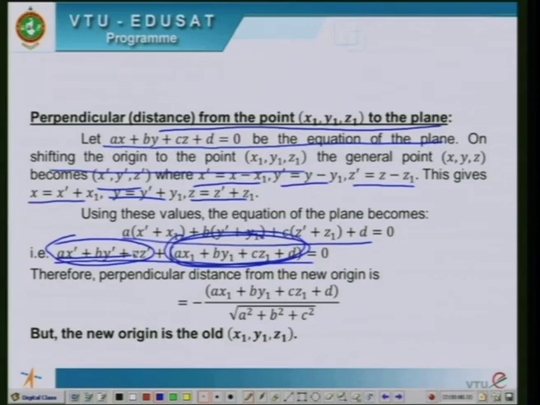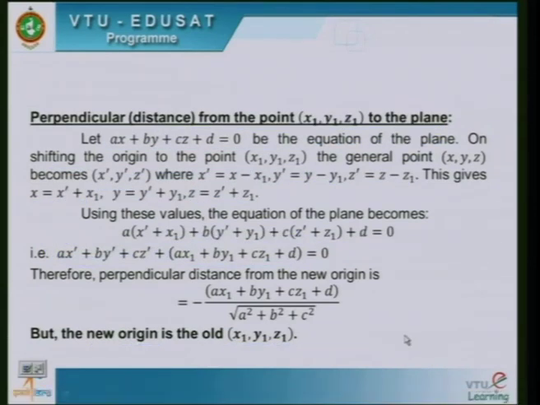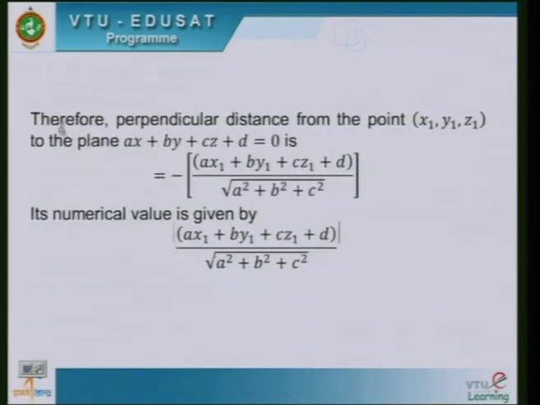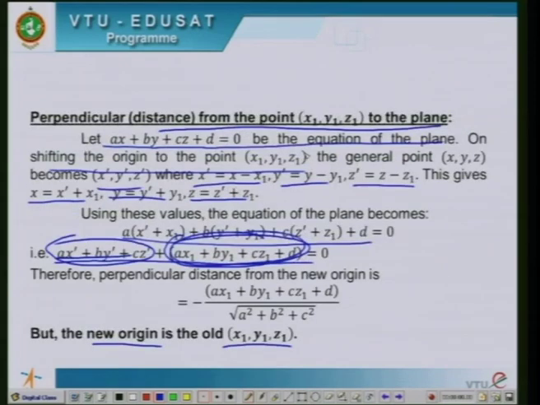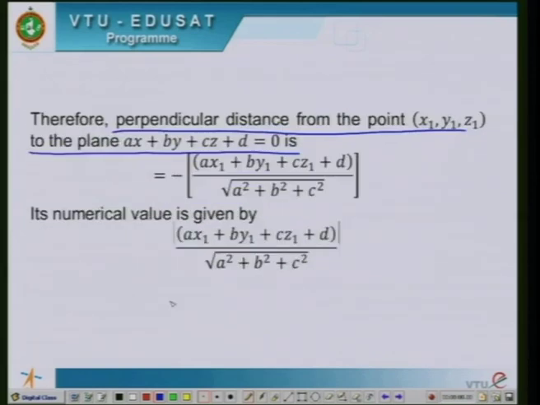But the new origin is the old x1, y1, z1 because you have shifted the origin. So, what will happen? Therefore, the perpendicular distance from the point x1, y1, z1 to the plane Ax plus By plus Cz plus D equal to 0 is obtained by just replacing the values x dash, y dash, z dash, by rewriting the previous equation in terms of what you have written here. So, this is the perpendicular distance from the point to the plane.